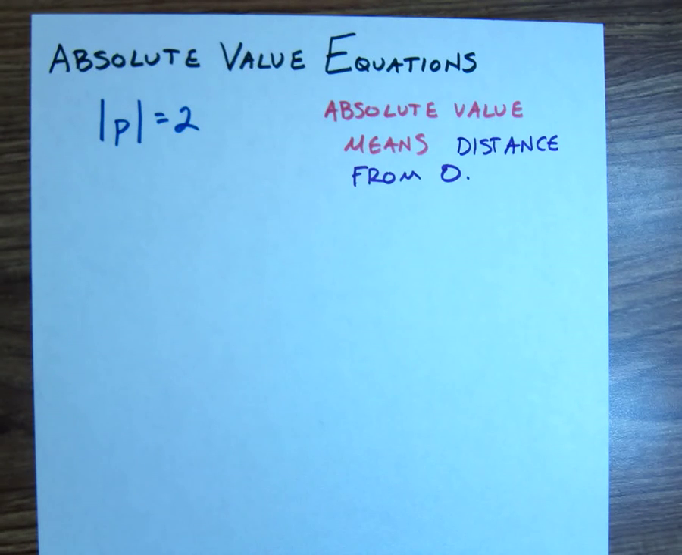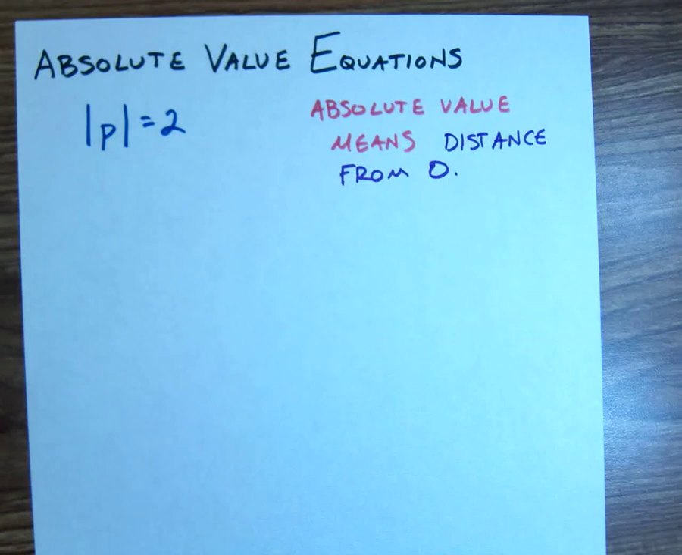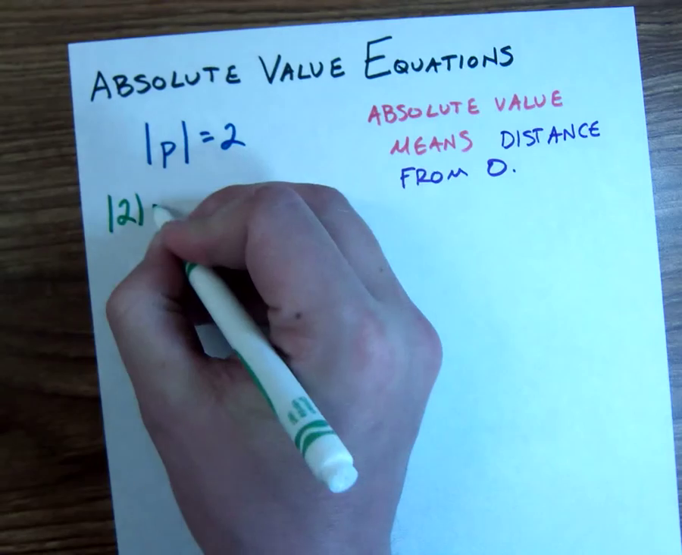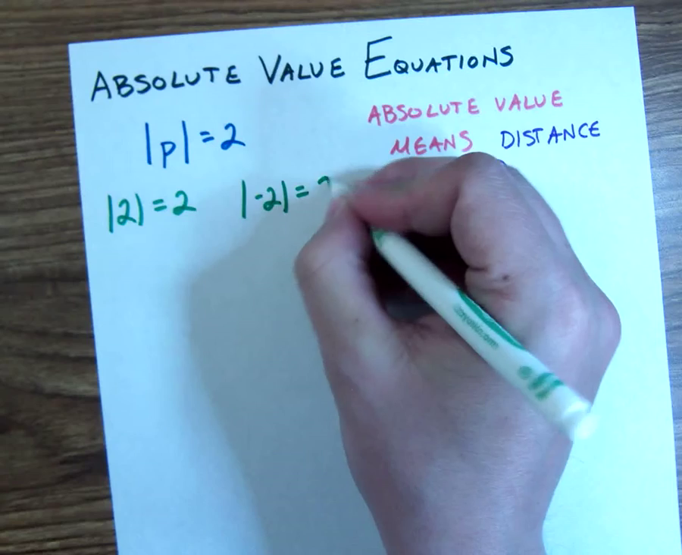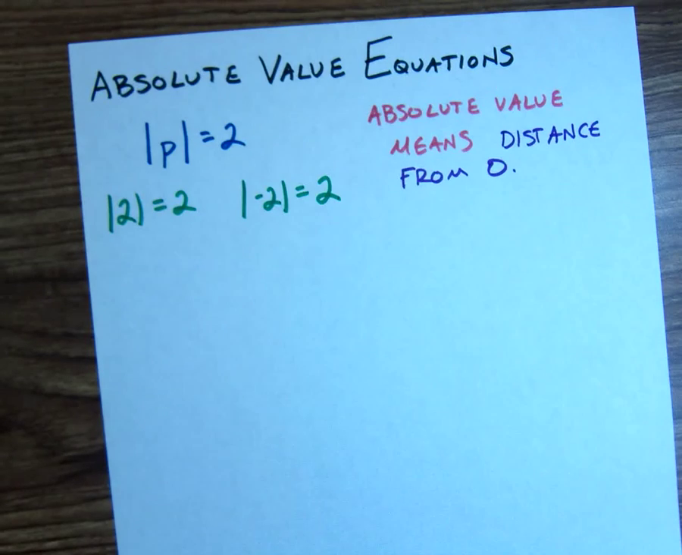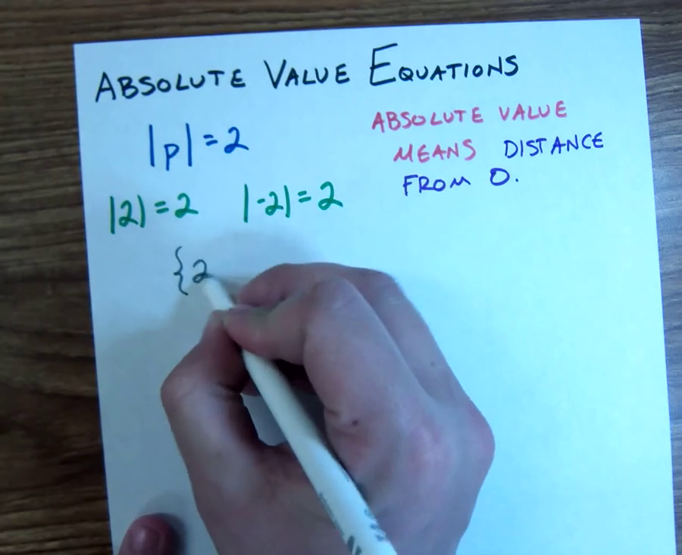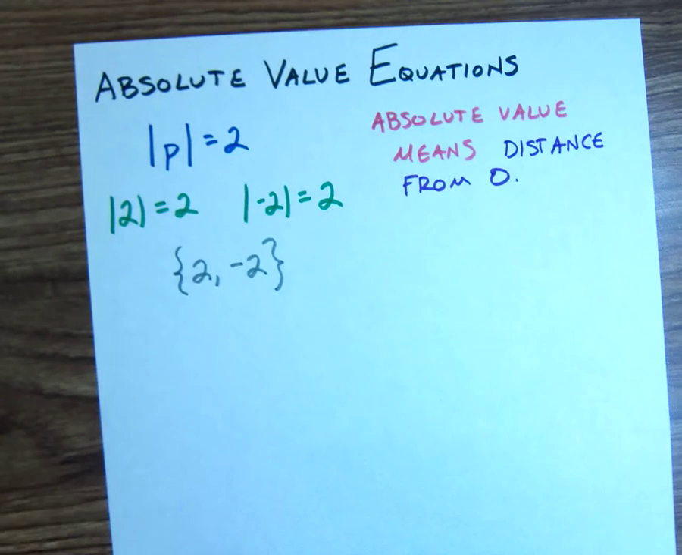Here's the thing. There are 2 answers to this absolute value equation. What are they? What are the 2 numbers that I could replace with p that would give me 2? 2 and negative 2 are the answers, because the absolute value of 2 is 2, and the absolute value of negative 2 is also 2. So this problem has 2 answers, 2 and negative 2, and we write them in set notation, {2, -2}. Those are my 2 solutions, 2 and negative 2.